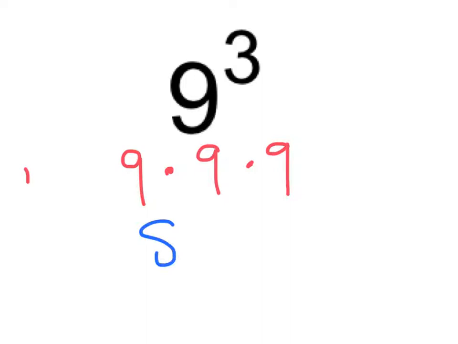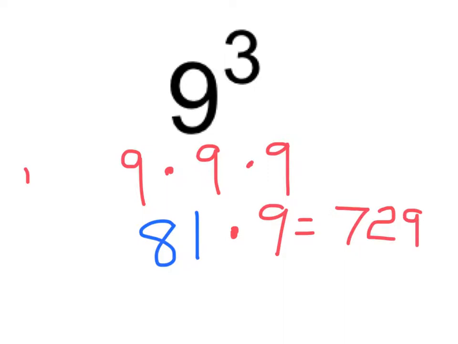So here we have 9 to the third. And we're going to rewrite this as 9 times 9 times 9. And so let's just isolate the first two. And 9 times 9 is going to give us 81. And then we still have to bring down this third 9. So 81 times 9 is what? It's a big number. It is 729. That is our answer, and that is our power.